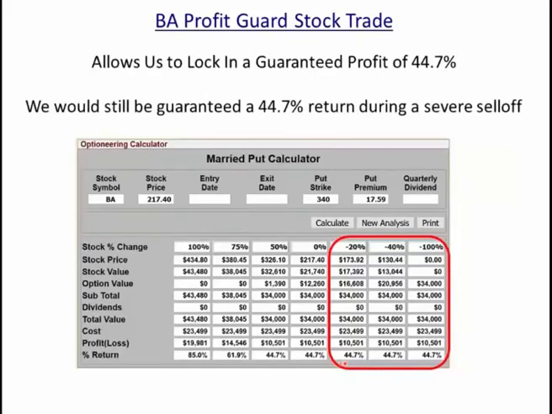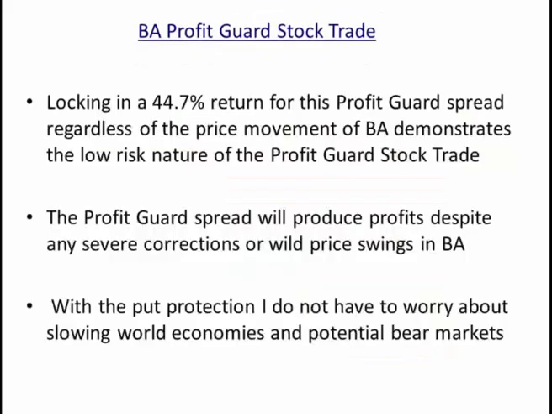purchasing the put option allows us to lock in a guaranteed profit of 44%, and you can see if the stock moves up in price, if it gets up to 380, we'd have a 61% return. If it gets up to 430, we'd have an 85% return. So it doesn't limit the return on the stock by purchasing the put option. So locking in that guaranteed return of 44% demonstrates the low-risk nature of these profit guard stock spreads.